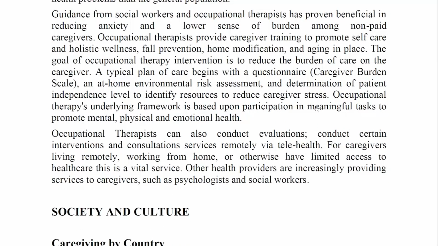Occupational therapists provide caregiver training to promote self-care and holistic wellness, fall prevention, home modification and aging in place. The goal of occupational therapy intervention is to reduce the burden of care on the caregiver. A typical plan of care begins with a questionnaire, caregiver burden scale, and at-home environmental risk assessment and determination of patient independence level to identify resources to reduce caregiver stress.